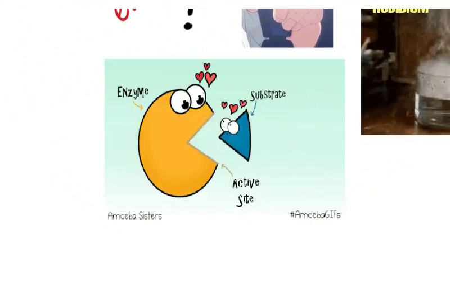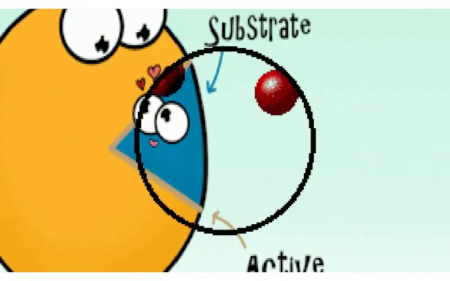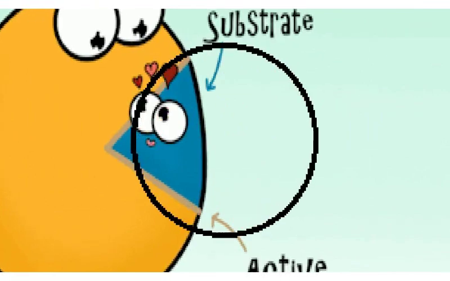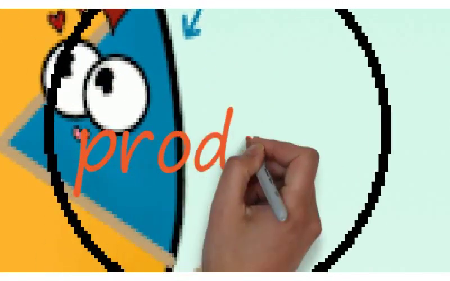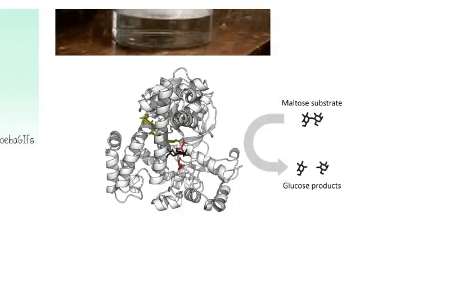Molecules upon which an enzyme may act are called substrates, and the enzyme converts the substrate molecule into a different molecule known as the product. The enzyme glycosidase converts the sugar maltose to two glucose sugars. The active site is shown in red, and the maltose substrate in black.